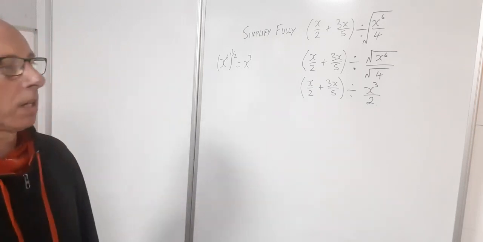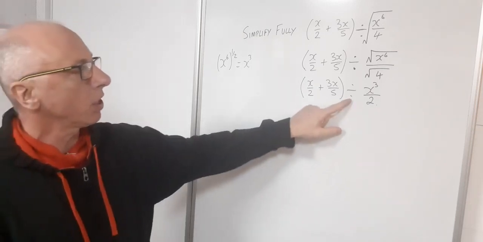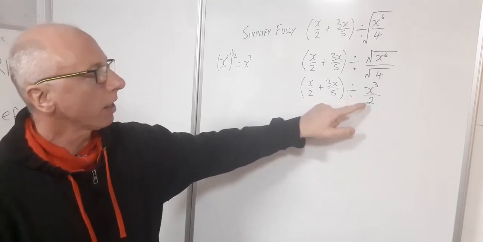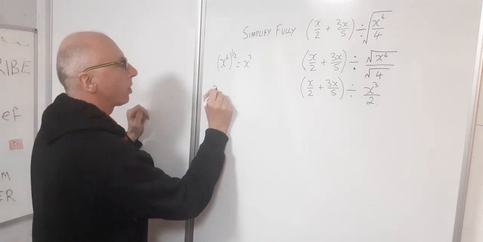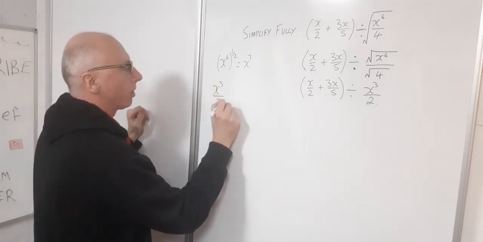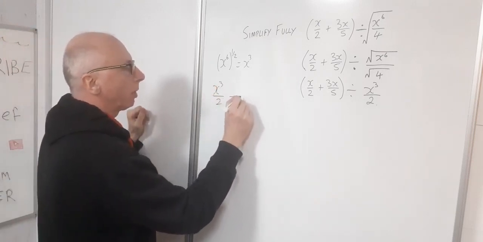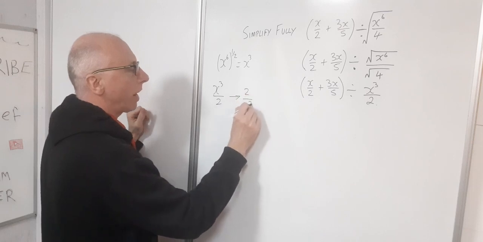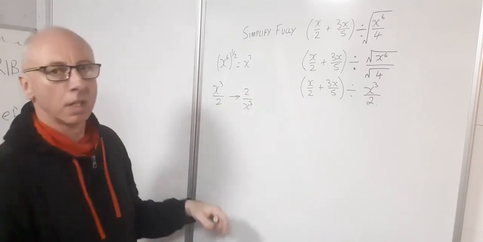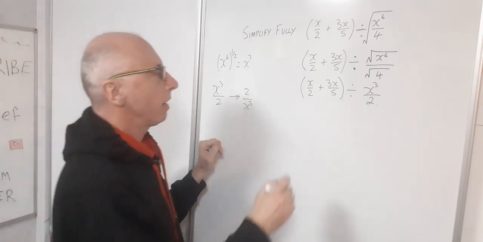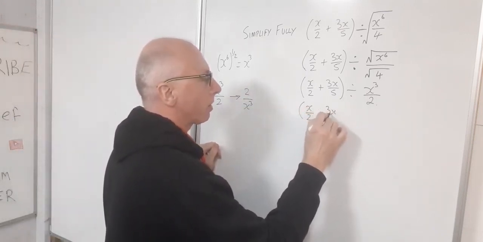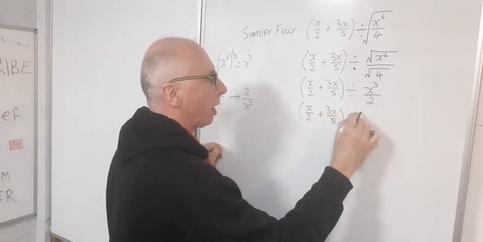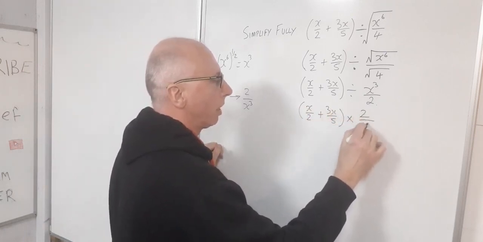So what I'm going to do now is change that into a multiply, and then I can change that to its reciprocal. So x cubed over 2, the reciprocal of that becomes 2 over x cubed. So I just flip them round. Let's put a multiply in there and write that accordingly: x over 2 plus 3x over 5 multiplied by 2 over x cubed.